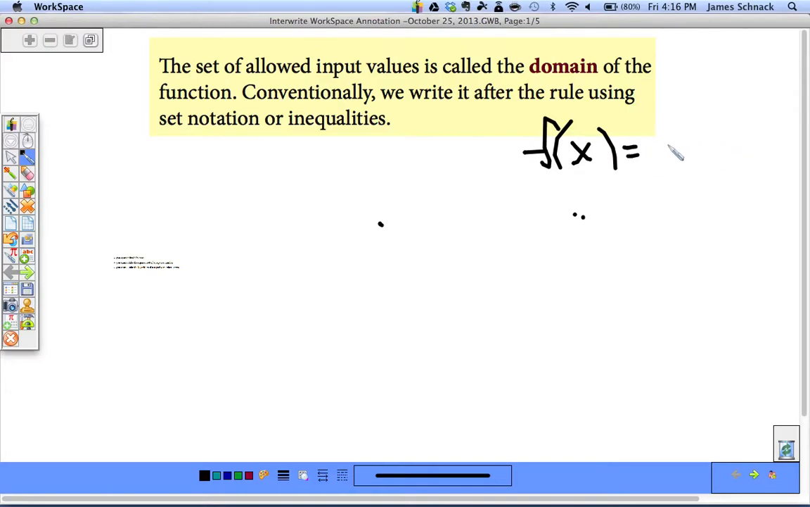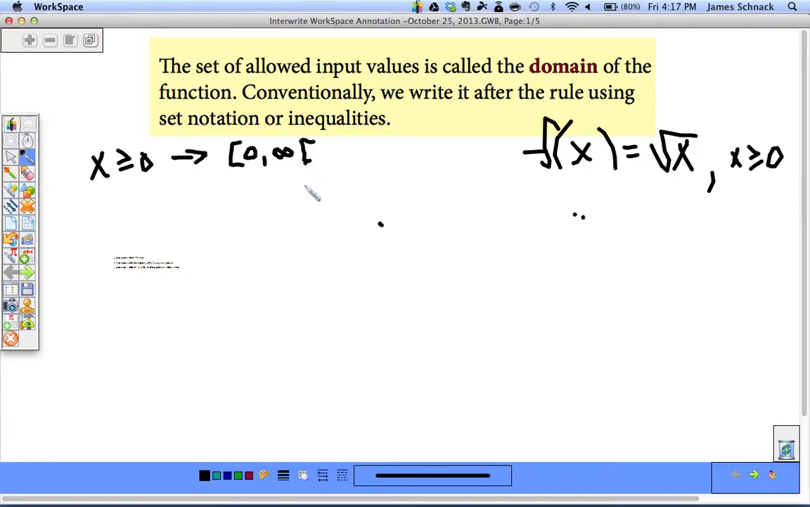For instance, if f of x equals the square root of x, a lot of times you'll see the inequality that x has to be greater than or equal to 0. That statement right there is the domain. Another way to say x is greater than or equal to 0 would be with the notation [0, infinity). The square bracket means including 0. A parenthesis, or a backward square bracket, means we don't include this endpoint.